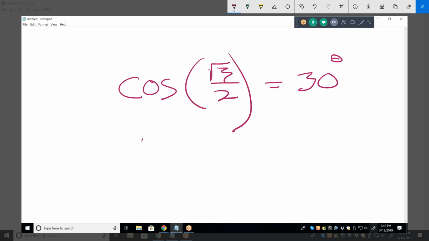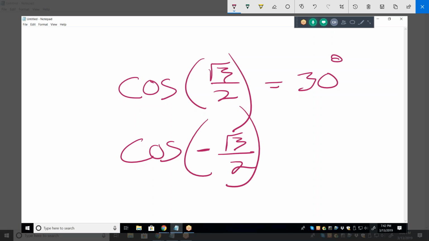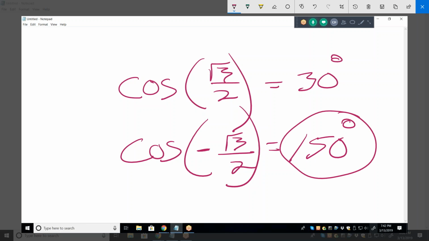If I said, what is the cosine of negative root 3 over 2, I am by definition talking about which quadrant? The second one? Yeah, 150 degrees. That's the answer your calculator will give you, only, for this problem. Even though we also know that in the third quadrant, it's also true.